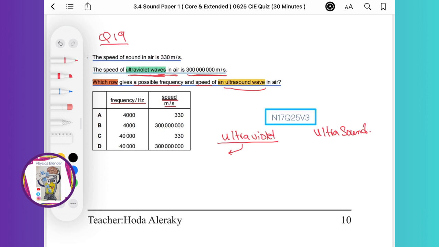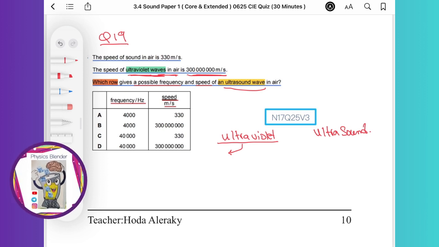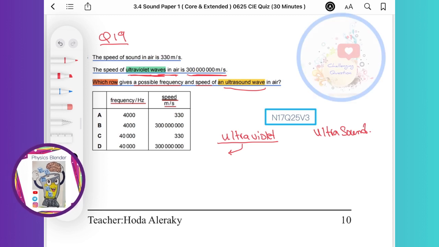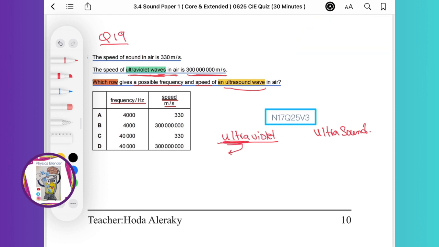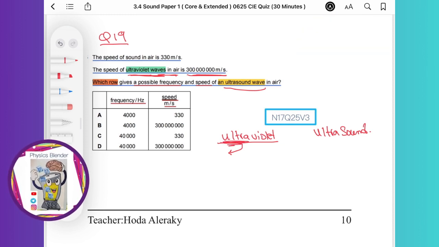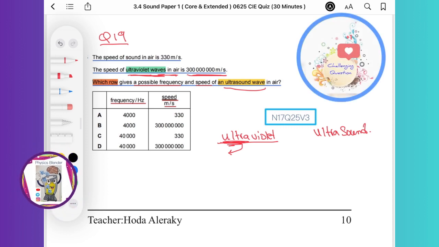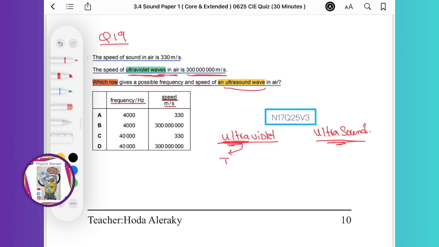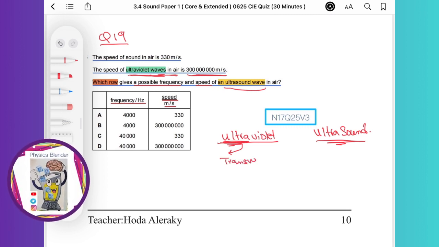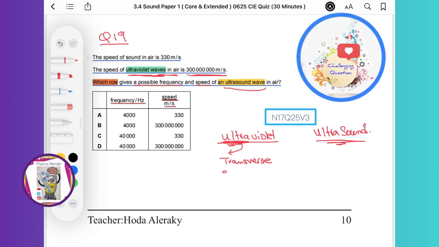Ultraviolet is one of the members of the electromagnetic spectrum. So they are transverse waves. They travel at the same speed of light in vacuum. They have high frequency. The prefix ultra means exceeding the frequency of violet. So ultraviolet waves are transverse, electromagnetic.